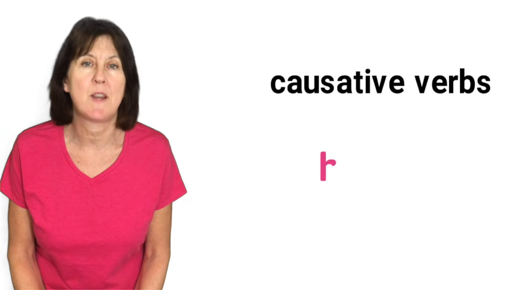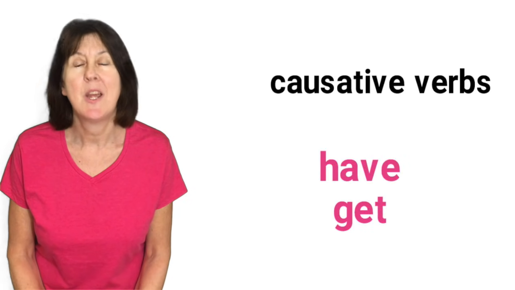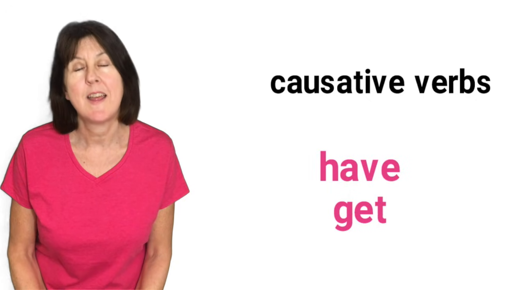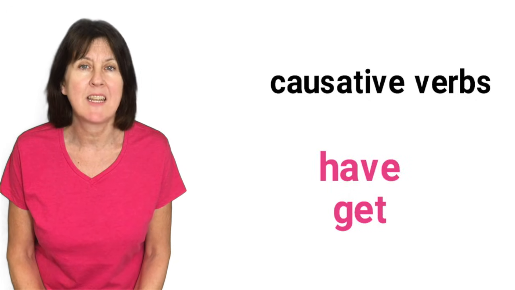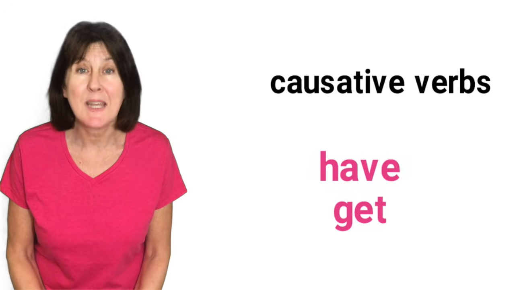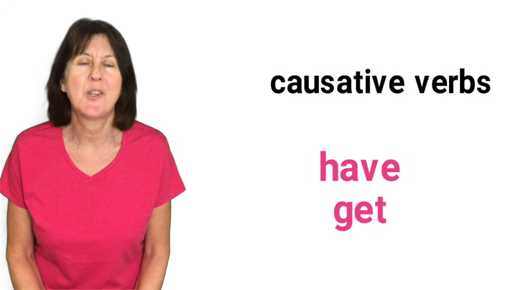Hi, in today's lesson we're going to learn about the causative verbs have and get. We'll be looking at how they are formed and how they're used. There will be plenty of example sentences and some exercises at the end of the video, so keep watching till the end to see how much you've learned.